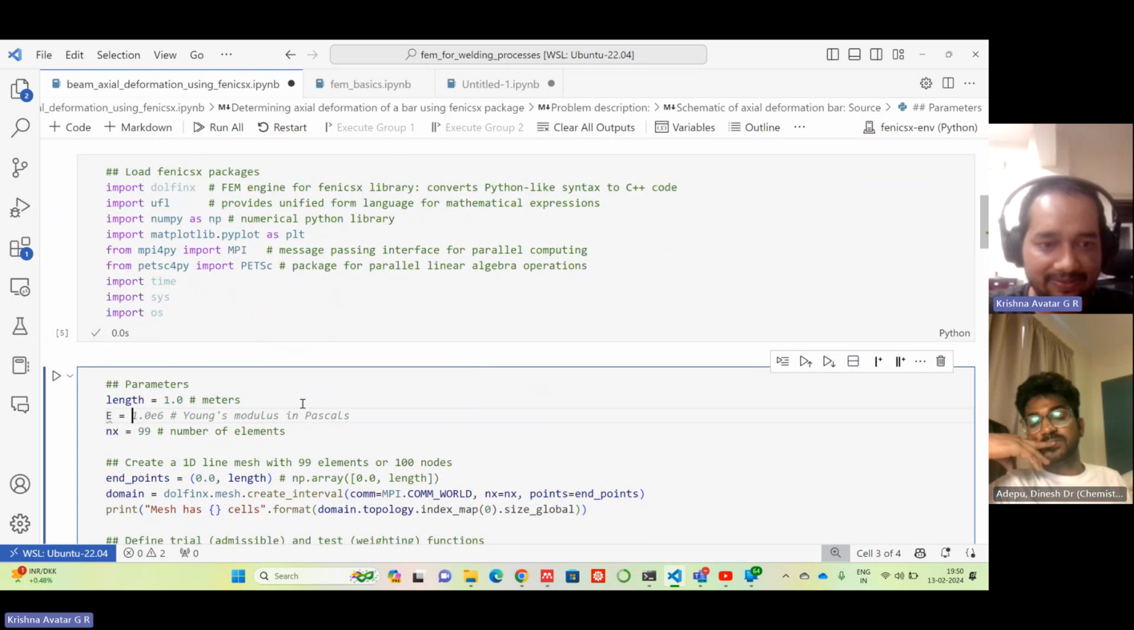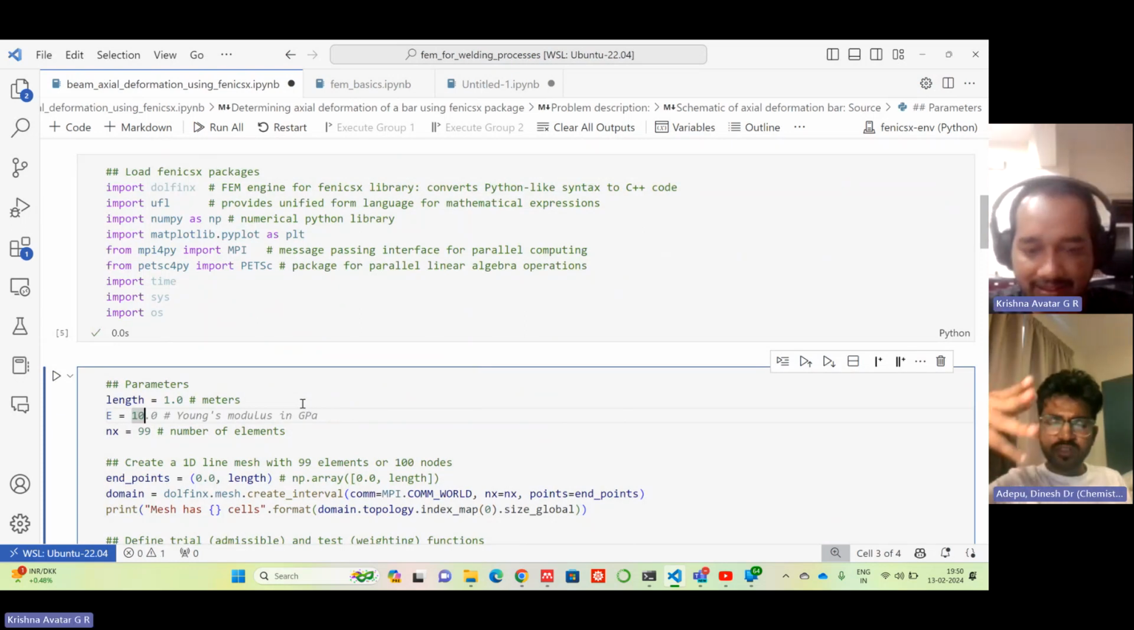Yeah, E is equal to, say... How is it auto-completing like that? Yeah, I'm using this GitHub Copilot. This looks cool, dude. Wow.